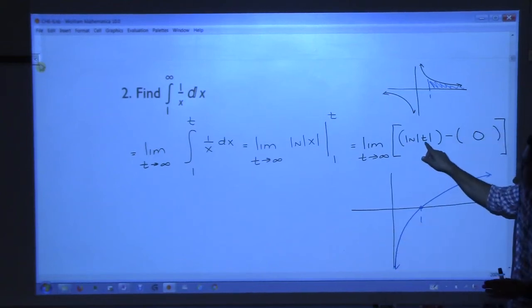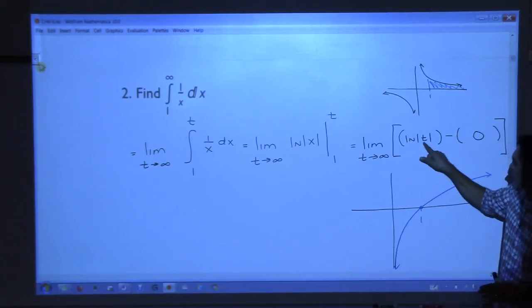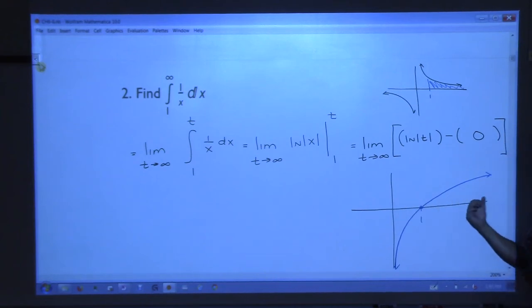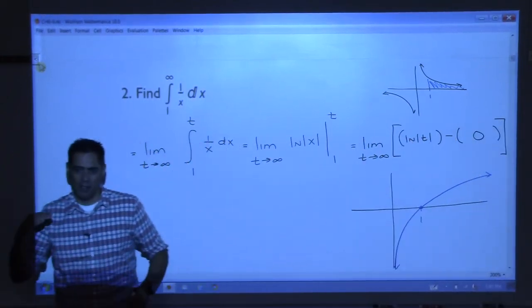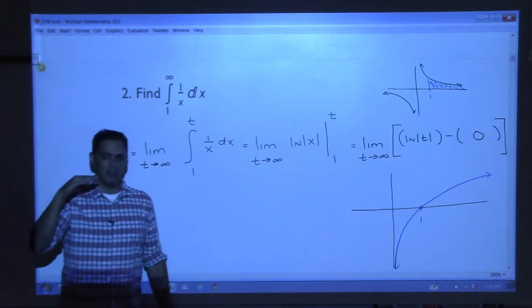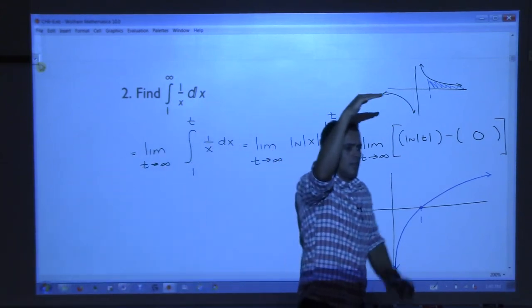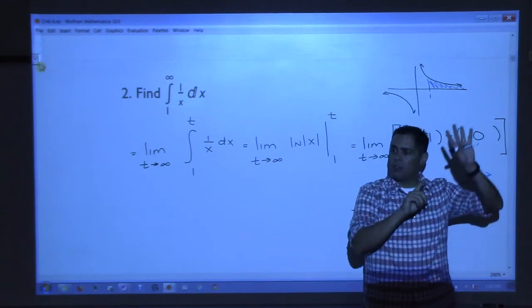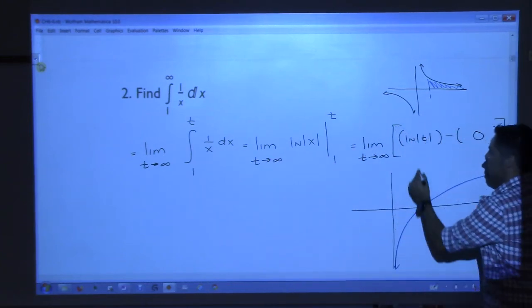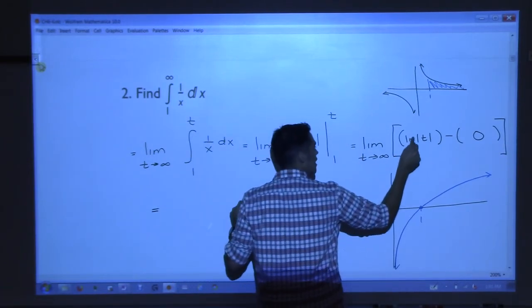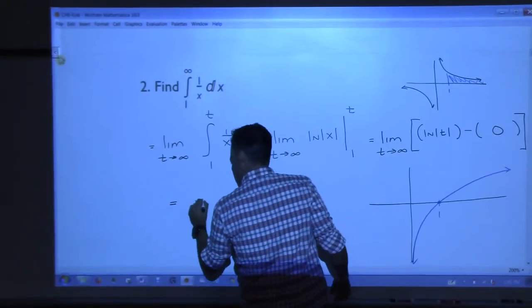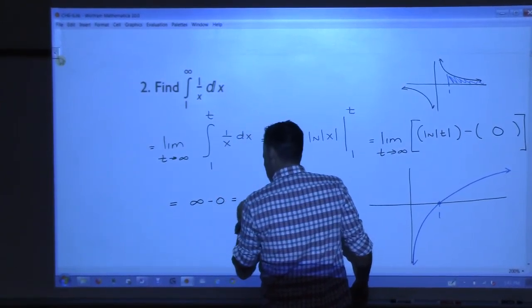But what is our argument approaching? Infinity. So that means we're going this way, right? So what is my function doing as I go to infinity? It's increasing. Now it's getting bigger and bigger, right? If it's here, it doesn't grow real fast, but it does grow, and it just keeps growing forever. So as you go to infinity, the natural log function also goes to infinity. So that means this is going to go to infinity minus 0, which is infinite, right?